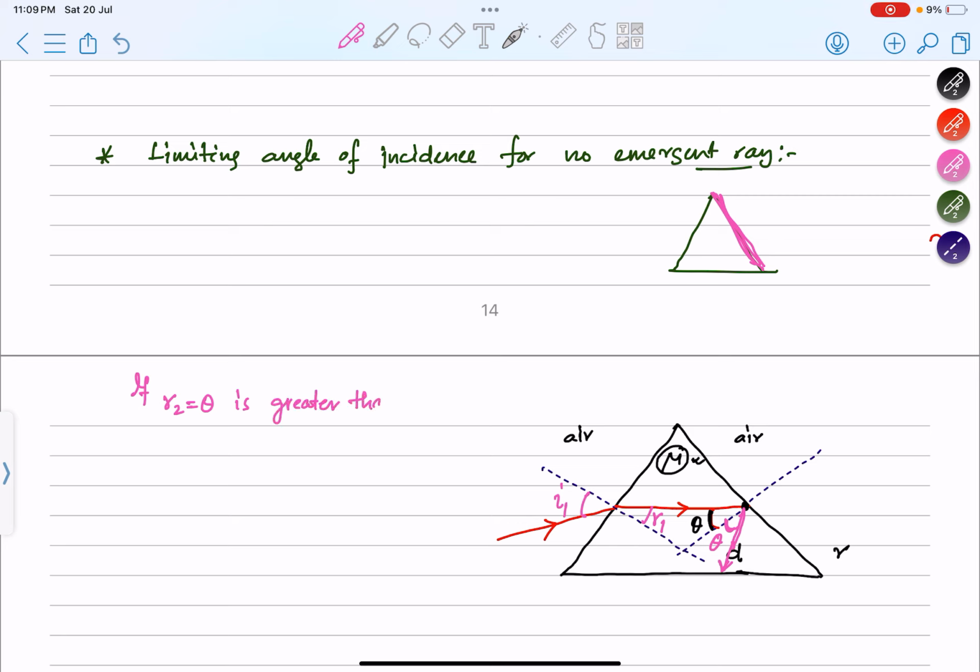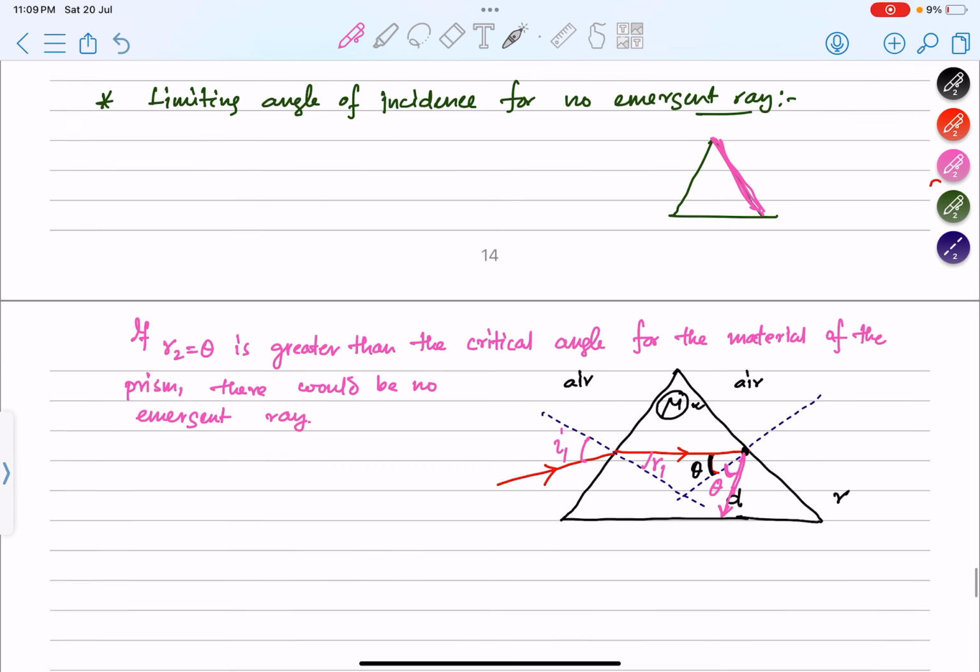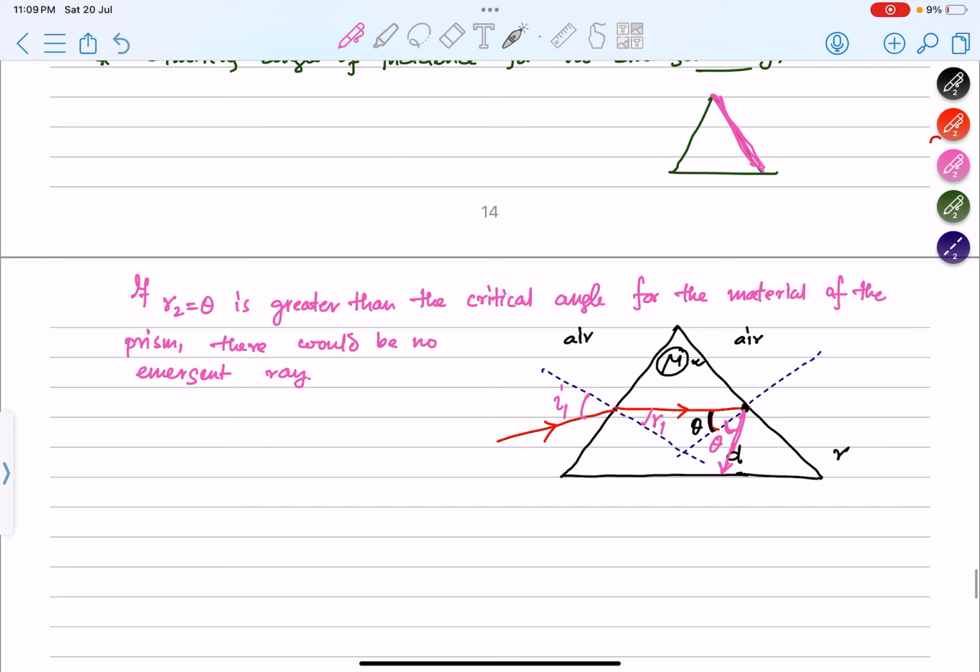So if R2 equals theta is greater than the critical angle for the material of the prism, there would be no emergent ray. Clear? So what is happening here?